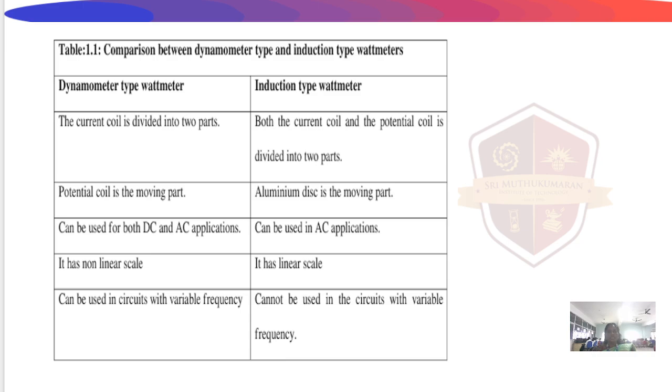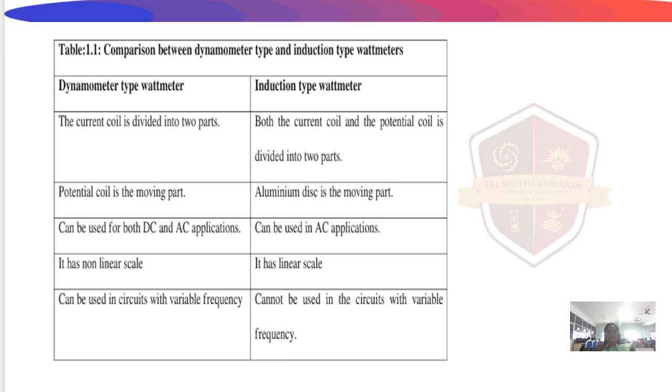Now let us understand the difference between dynamometer type wattmeter and induction type wattmeter. In dynamometer type wattmeter, the current coil is divided into two parts. In induction type, both the current coils and the potential coil are divided into two parts. In dynamometer, the potential coil is the moving part. In the induction type, the aluminum disc is the moving part. A dynamometer can be used for both DC and AC applications. Induction type can be used only in AC applications.